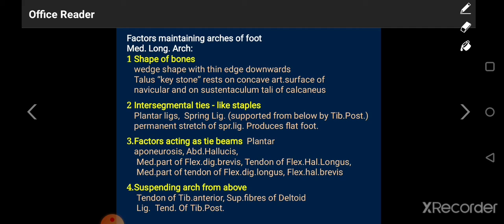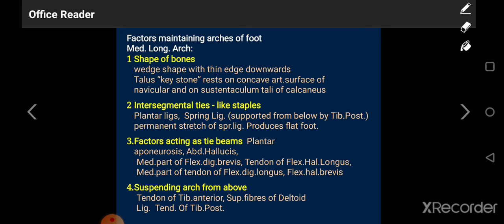Then tie beams over here, these are done by the plantar aponeurosis, the abductor hallucis muscle, the medial part of flexor digitorum brevis, then flexor hallucis longus, flexor digitorum longus, and medial flexor hallucis brevis.